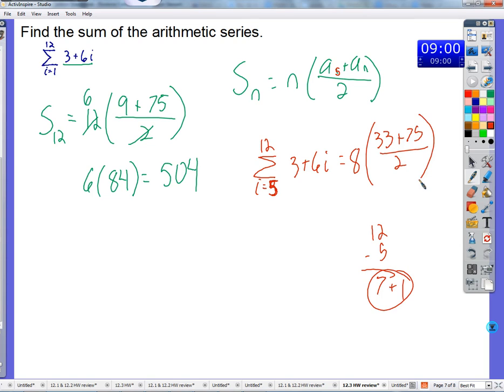If you understand what the formula is looking for, you can use it in a tricky way. If you understand that n isn't just necessarily this number, but it's how many terms are adding up, then you can just say, okay, well, I've got 8 terms that I'm adding up. And if you understand that this isn't strictly a sub 1, always the first term, it's the first term in the series that you're adding up, in the list of numbers that you're adding up.